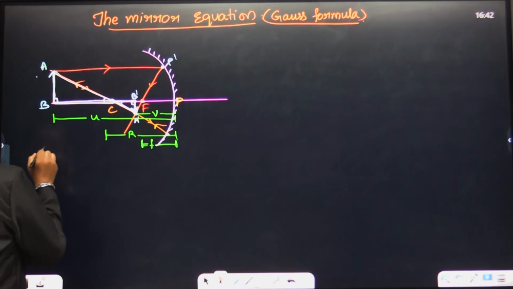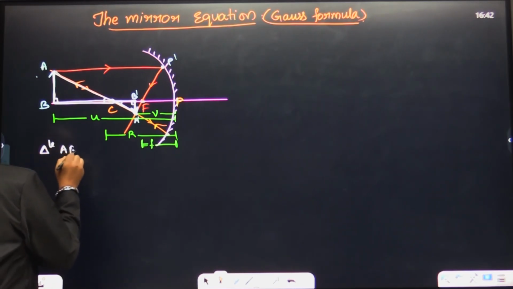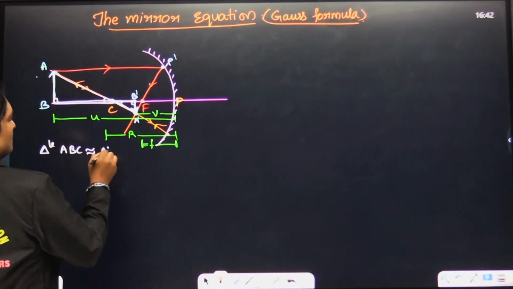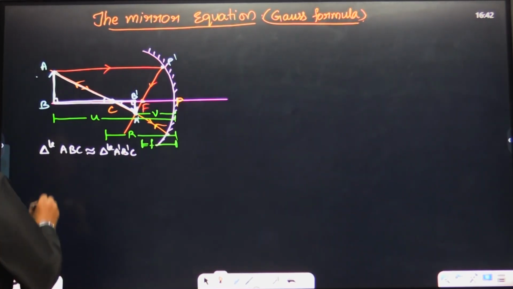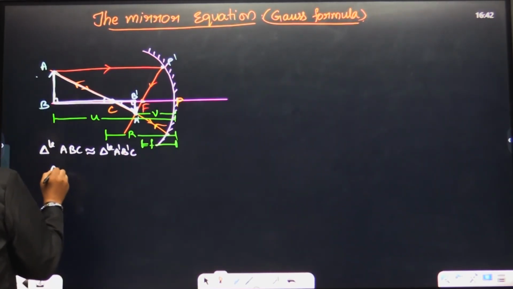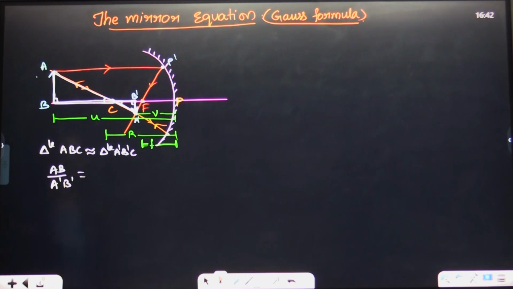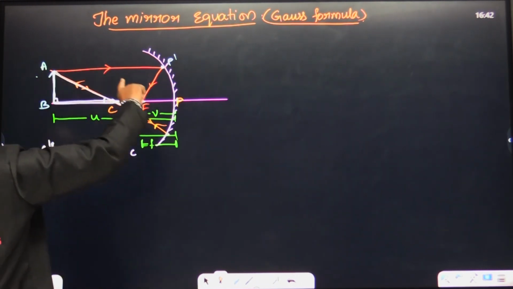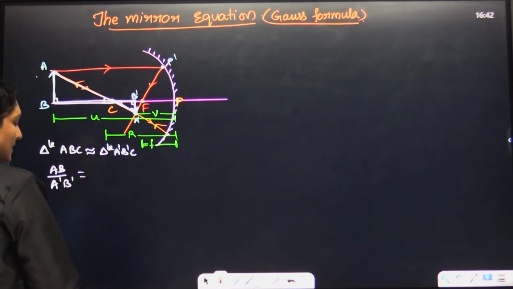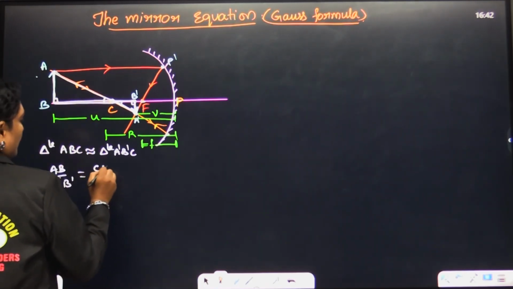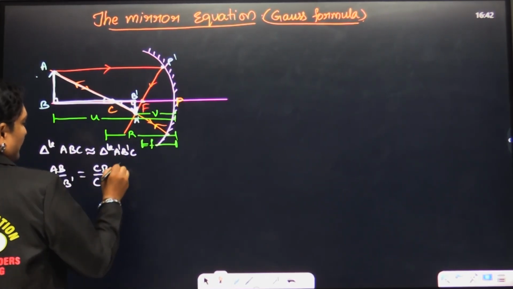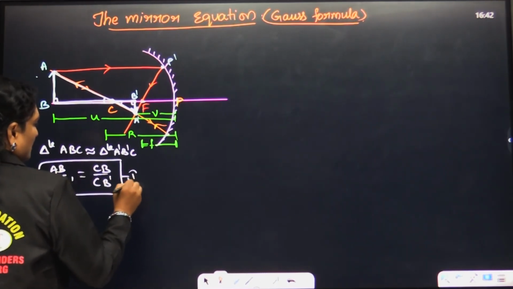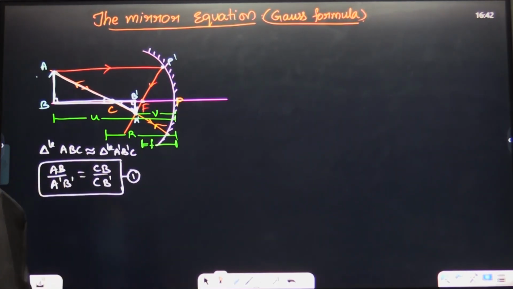So since triangle ABC is similar to triangle A dash B dash C, we can conclude that AB upon A dash B dash is equal to the length CB, from here to here, upon CB dash, from here to here. Let this be equation 1.